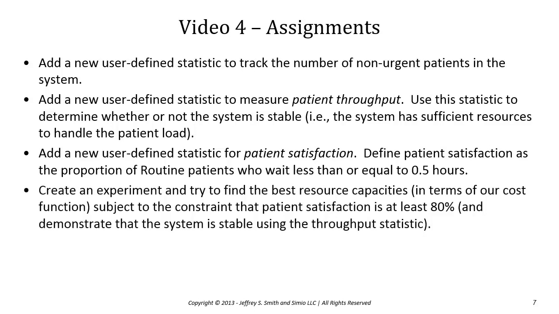And finally, create an experiment and try to find the best resource capacities. When we talk about best, we're talking about in terms of our cost function, subject to a constraint on patient satisfaction. So we're going to constrain the system so that at least 80% of our routine patients have to be satisfied. And I also want you to demonstrate that the system is stable using the throughput statistic that you created above.